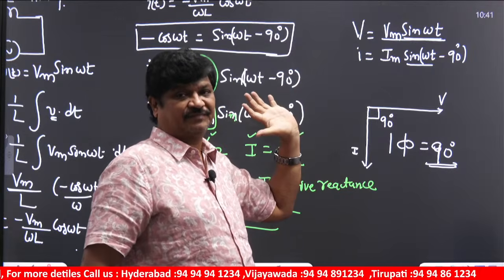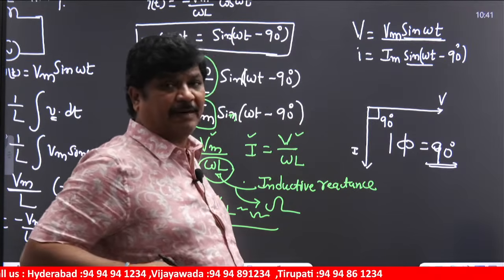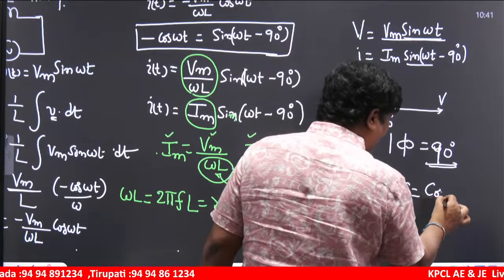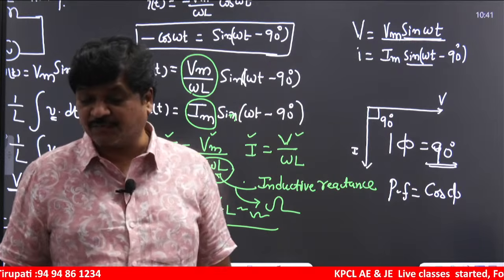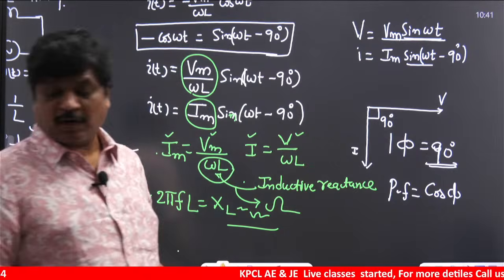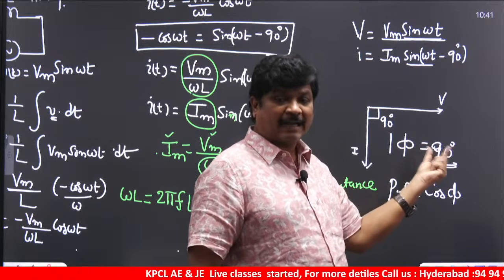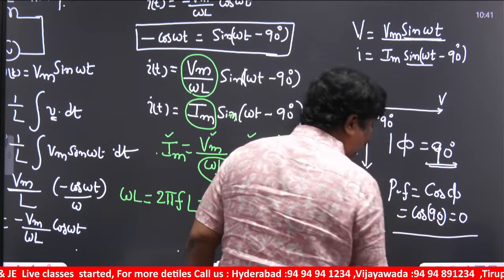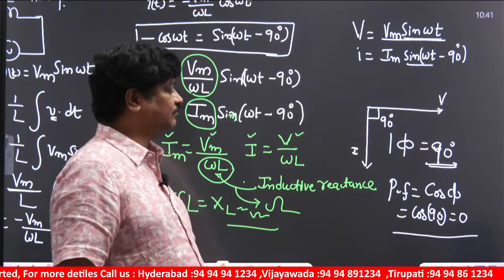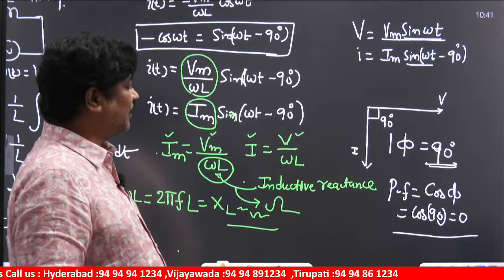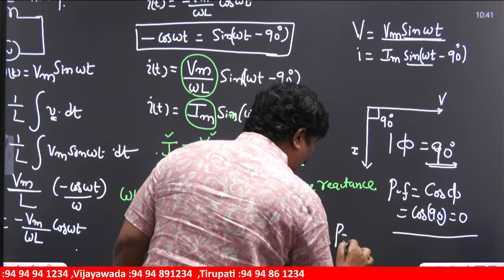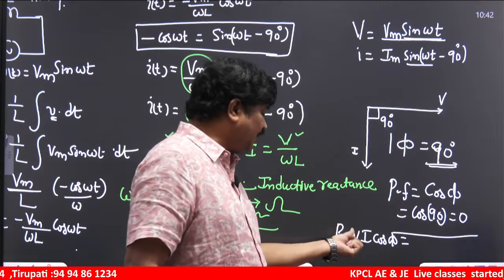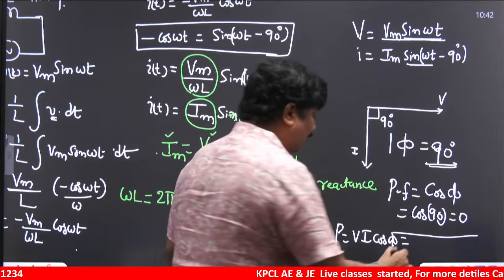Now, if you want to calculate the power factor, power factor is nothing but cos phi. What is phi here? 90 degrees. I think you know very well, cos 90 is equal to 0. Now, what is the power formula? In AC circuits, power is given by P is equal to V I cos phi. V into I into cos phi, which is 0. So power is equal to 0.